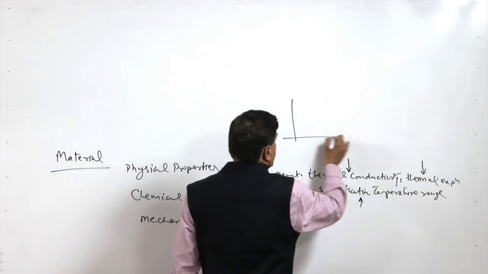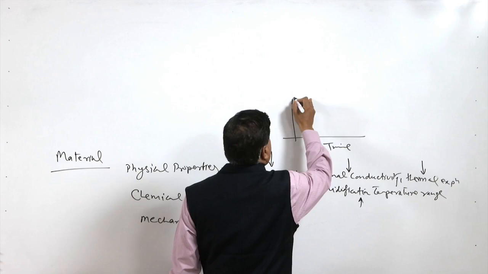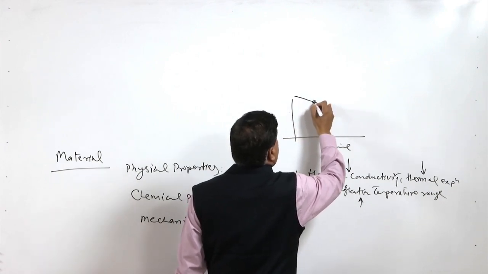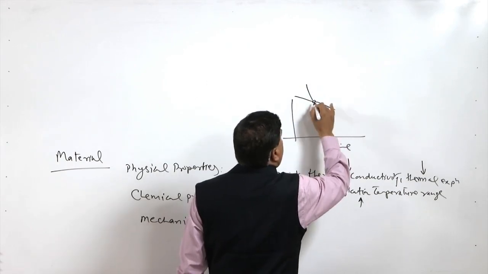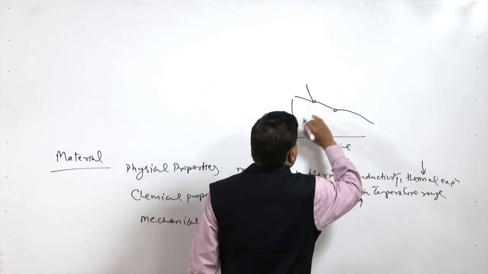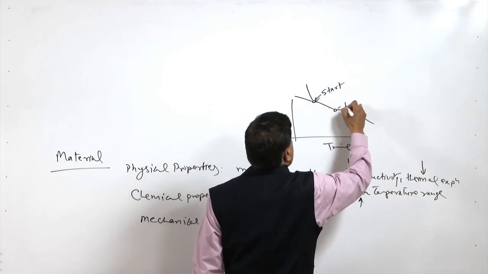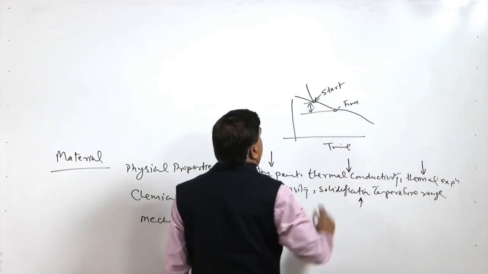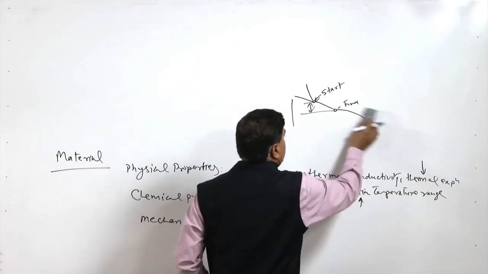So, if we draw the cooling curve as a function of time, we will notice that this is the temperature at which solidification starts, and the temperature then decreases slowly. So, here is the start of the solidification and here solidification ends. This temperature difference is known as solidification temperature range, and this happens mostly in the case of alloys.